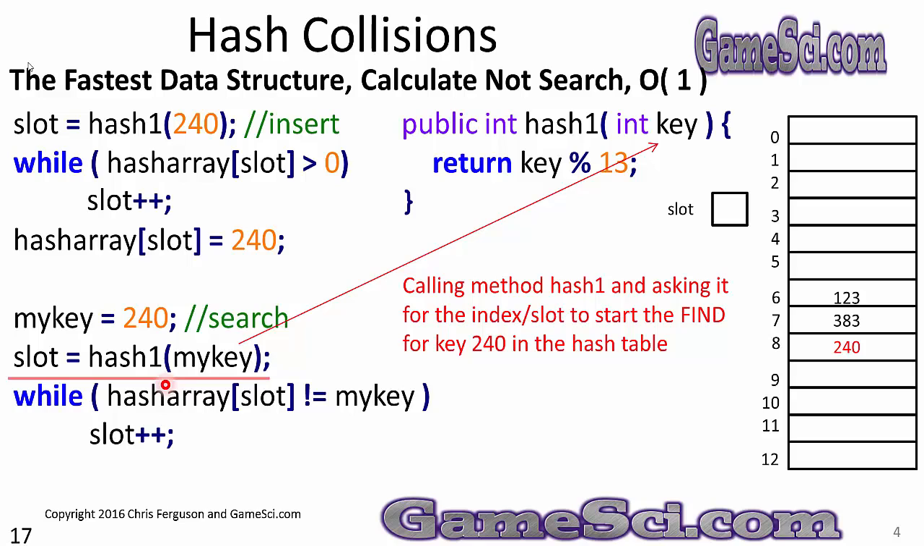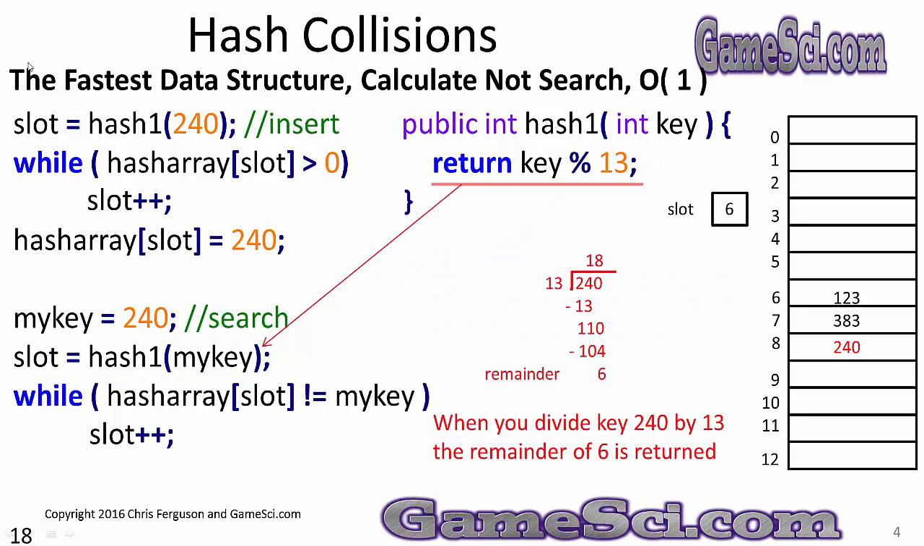We'll say slot equals hash 1 and pass it my key and send that as the argument to the key parameter. Calling method hash 1 and asking it for the index or slot to start the find for key 240 in the hash table. Let's do the math. 240 divided by 13 is 18 with a remainder of 6. When you divide key 240 by 13, the remainder of 6 is returned and the slot number starts at 6, which is really where we start the probe from.